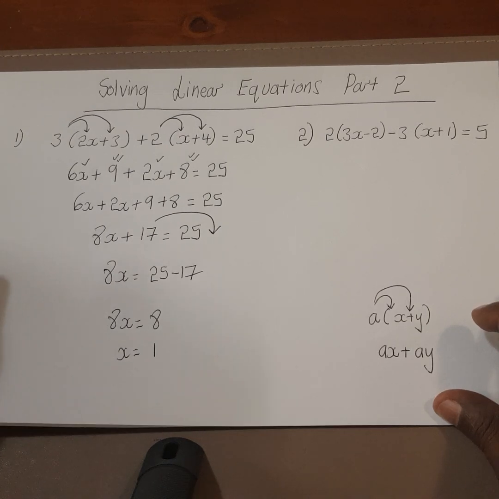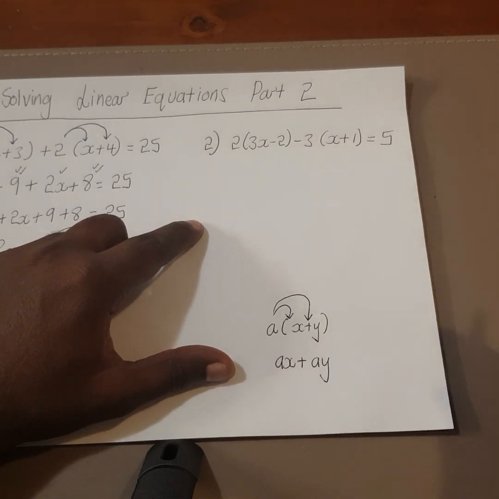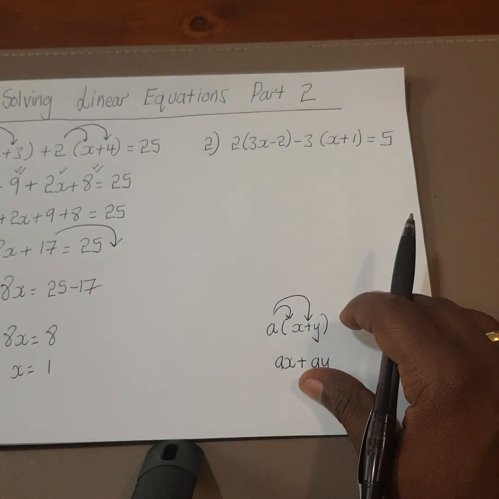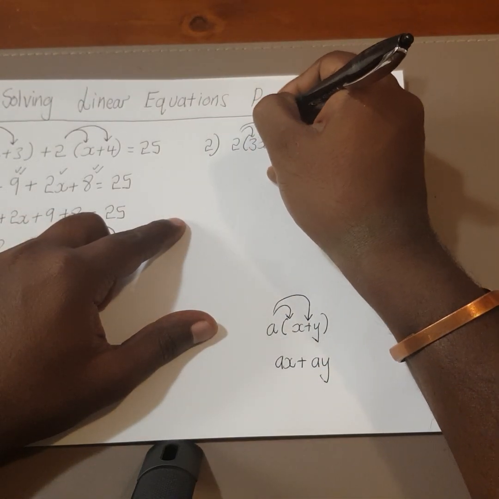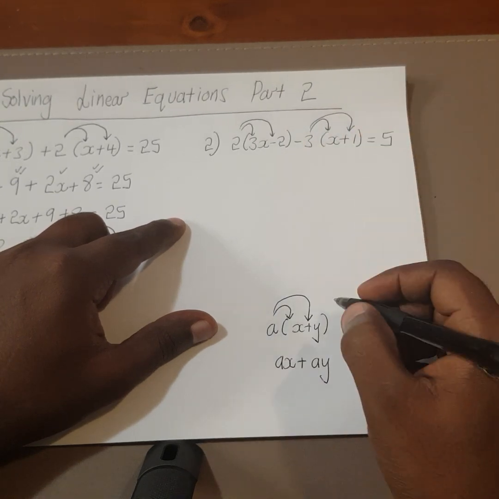All right, let's look at question 2. I'll zoom in this side here. So what we've got here is exactly the same as that question. The only difference is we've got negative numbers. All right, so we need to expand. We're going to expand like that. No different from the first question.